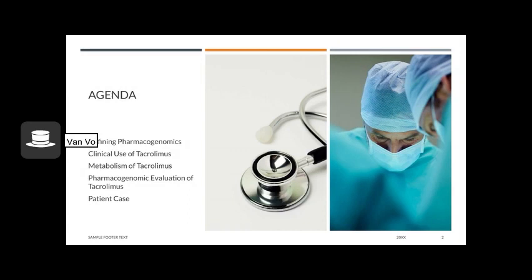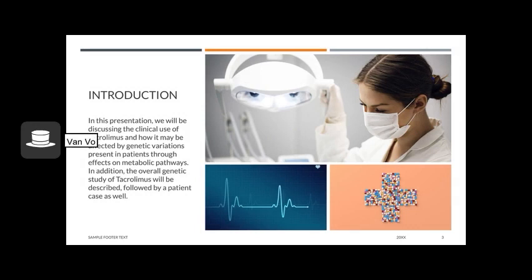The contents include defining pharmacogenomics, clinical use of tacrolimus, metabolism of tacrolimus, pharmacogenomic evaluation of tacrolimus, and a patient case. In this presentation, we will discuss the clinical use of tacrolimus and how it may be affected by genetic variations present in patients through effects on the metabolic pathway. In addition, the overall genetic study of tacrolimus will be described, followed by a patient case as well.